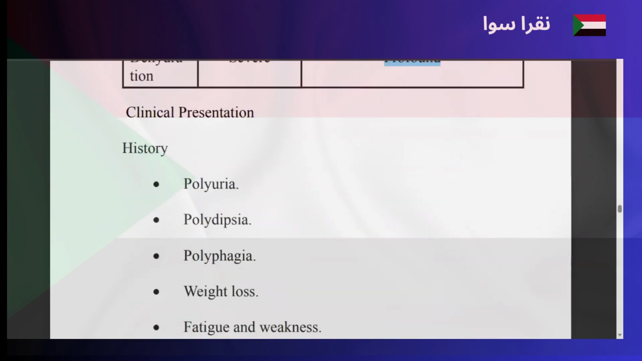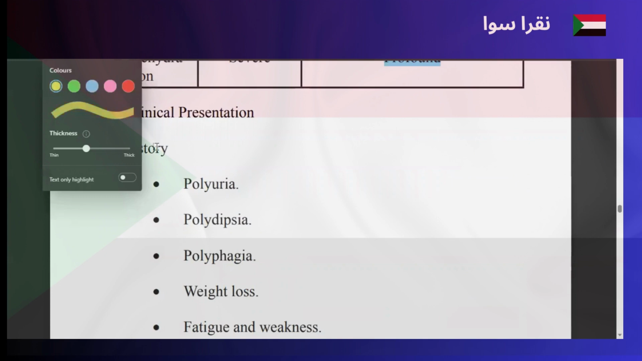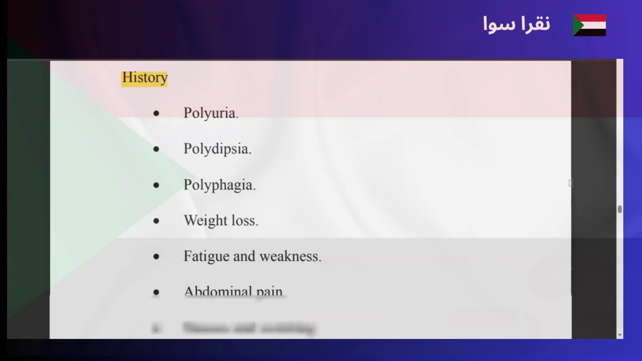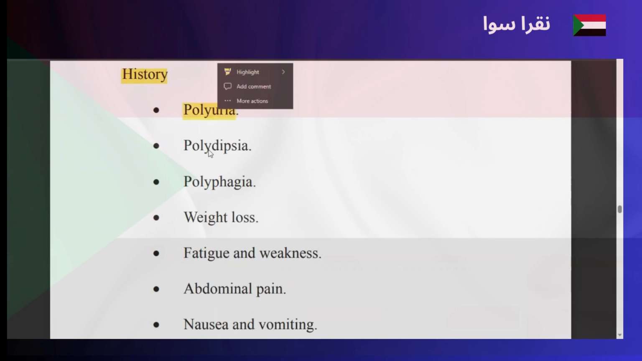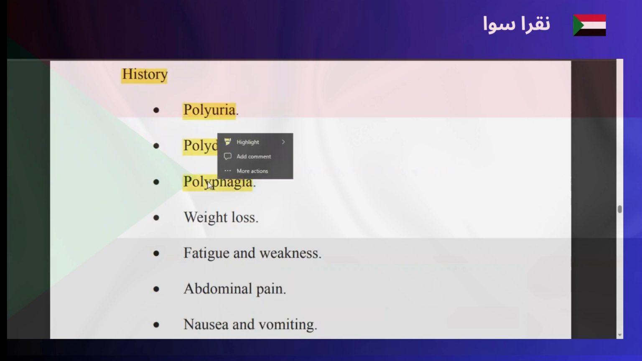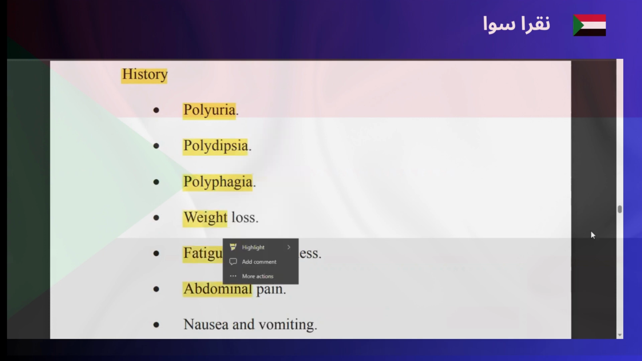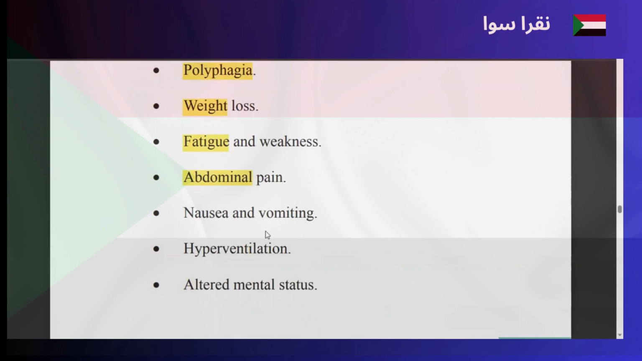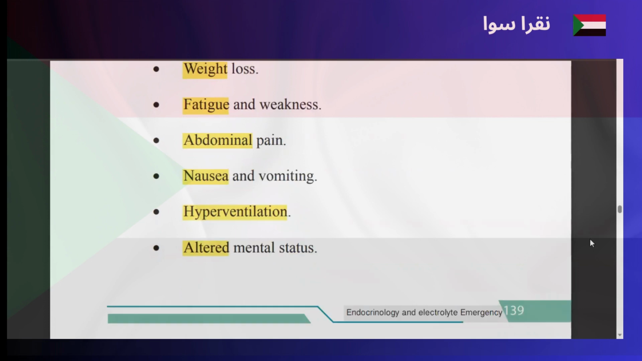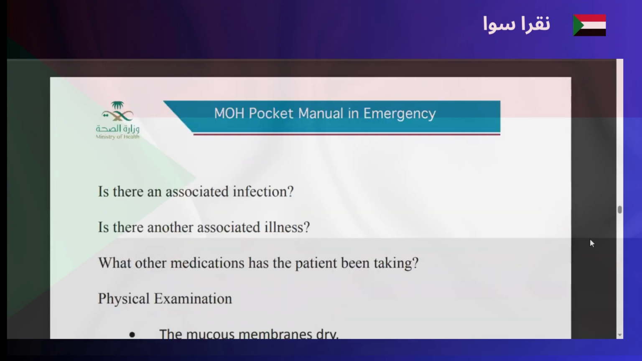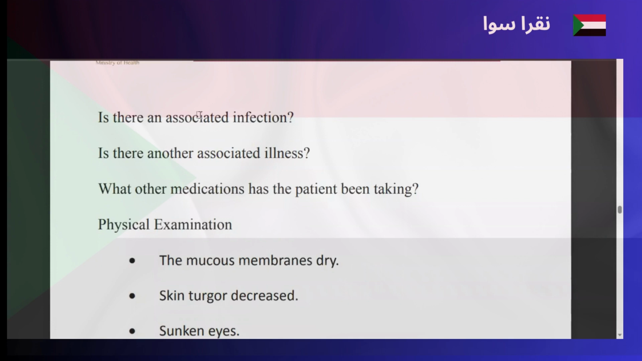So the clinical presentation, history: polyuria, polydipsia, polyphagia, weight loss, fatigue and weakness, abdominal pain, nausea and vomiting, hyperventilation, altered mental status, and about the associated infection, other associated illnesses, the medication, and so on.